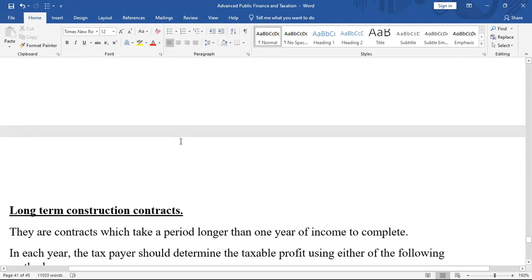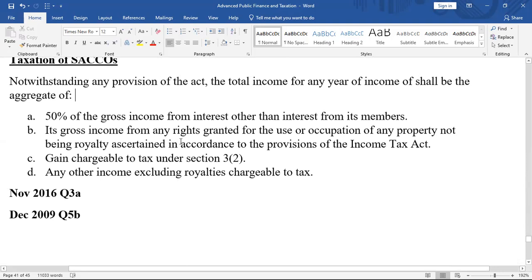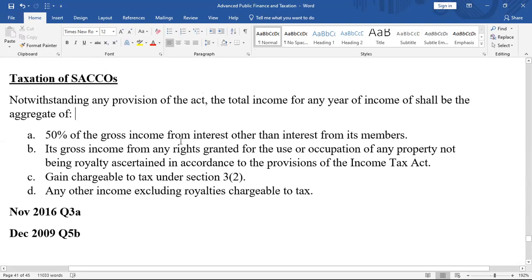Now, when you look at these questions regarding SACCOs, I just want to do some questions which were brought here. And once we do them, hopefully we are in a good position to understand how the income from this SACCO should be done. I will go back first to 2016, the question which I was confusing with, I start with it. So let me just go back there.